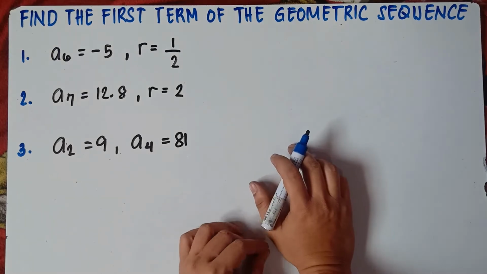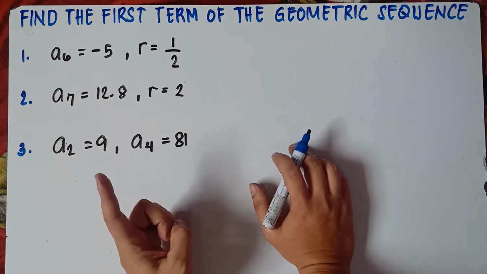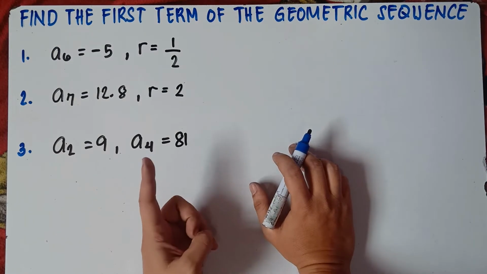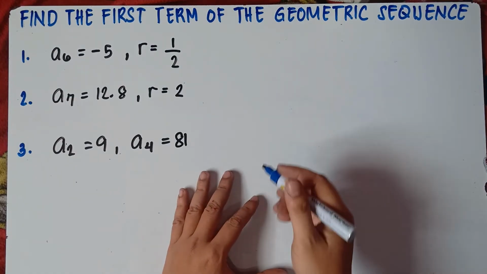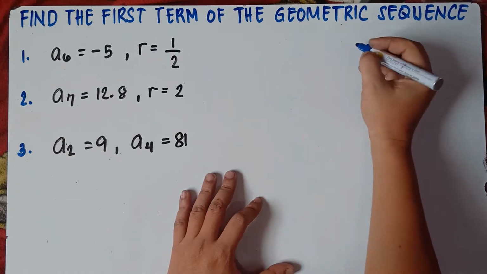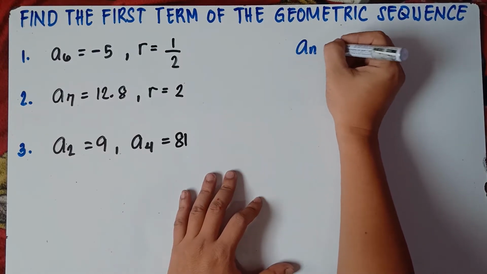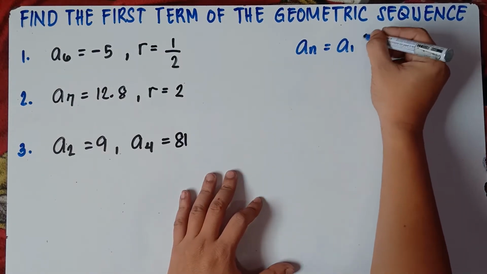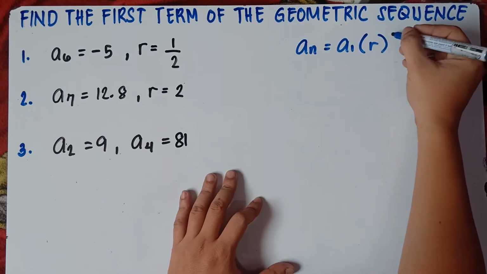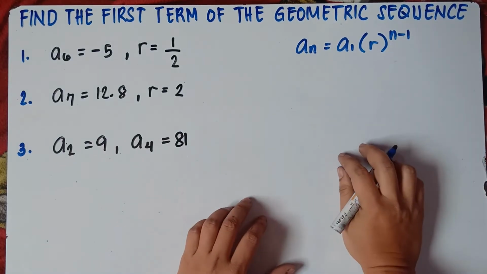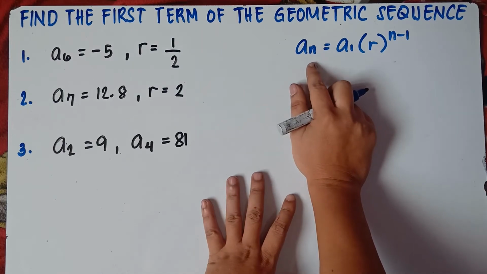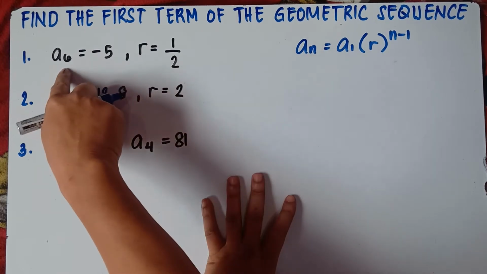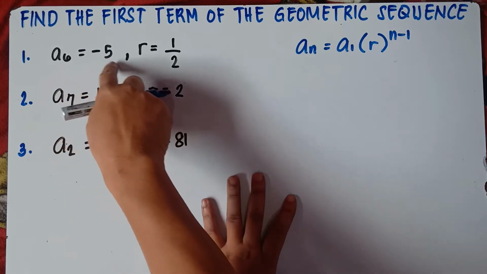So the given: a sub 6 equals -5 and the common ratio is 1/2. The thing that you will do, class, is use the geometric sequence formula. The formula is a sub n equals the first term multiplied by the common ratio raised to the power of n minus 1. And our a sub n, once again class, is the general term or the last term. Given the last term, we have a sub 6 equals -5.